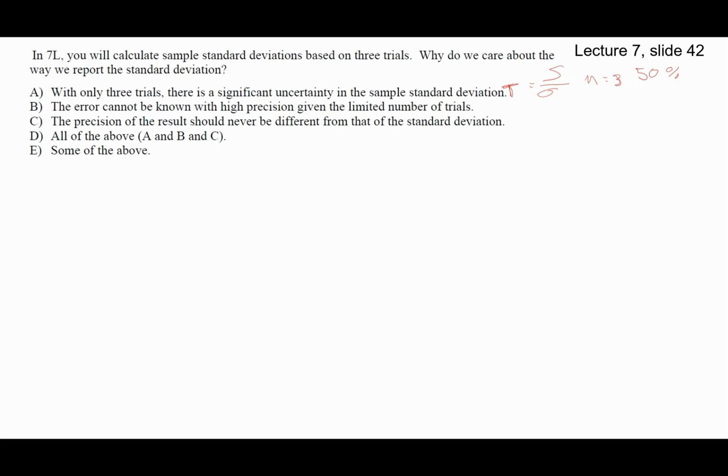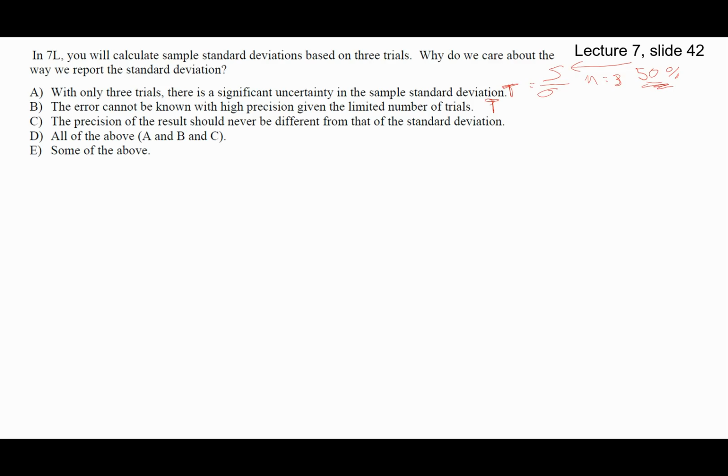B, error cannot be known with high precision given a limited number of trials. Also true, right? Once again, we're talking about the same thing we were talking about before, where with limited trials, you don't know very well what your error is. You have a calculated error, but there are still a lot of issues in it.